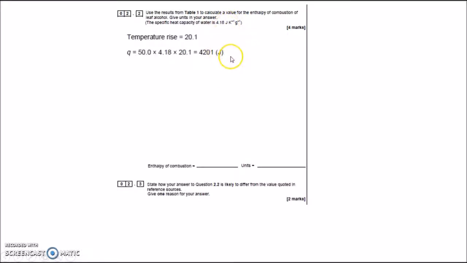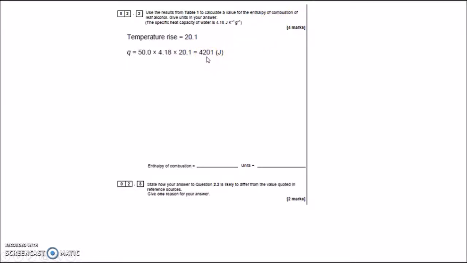You convert it to kilojoules if you want. Does it say it's got to be in kilojoules? No, it doesn't, as long as you've got the unit, so you can leave it in joules if you want, or you can convert to kilojoules. I'll show you that in a minute. 4201 joules is what it's measured in. And that's fine. That should be a minus actually, because it's a minus MC delta T. It's exothermic anyway, so that would mean it would be a minus.